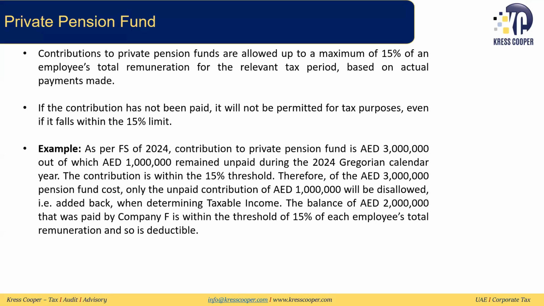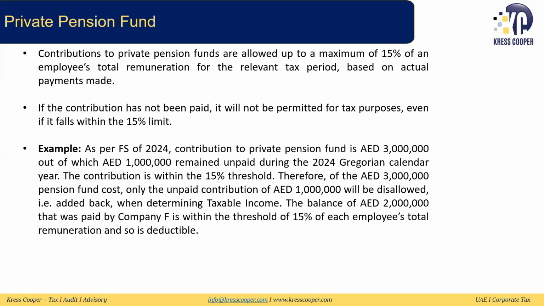Now, let's take an example. As per the financial statement of 2024, contribution to private pension fund is 3 million, out of which 100,000 remain unpaid during the 2024 calendar year. The contribution is within the 15% threshold. Therefore, of the 300,000 pension fund, only the unpaid contribution of 1 million will be disallowed. That means it will be added back.